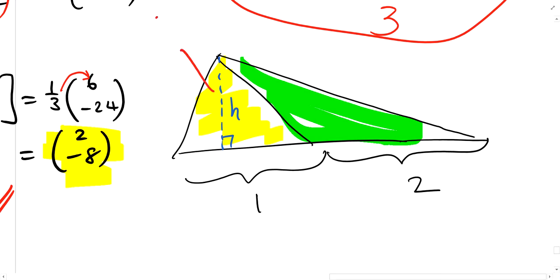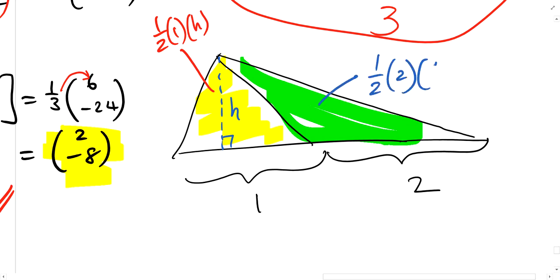So now half times 1 times h. This one is half times 2 times h. What is the ratio? Yellow to green? 1 is to 2. Can you see the ratio? 1 is to 2? Because when we put it this way, half and half cancel. H and H cancel. 1 is to 2 lah. So this is for triangles that are not similar.